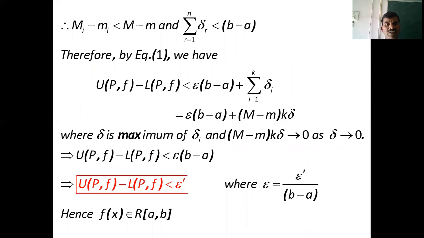So what is the condition there? U minus L of f, this becomes the summation of delta, this is k, so capital M minus small m times k delta, that is what we have there. Ultimately this term goes to 0, this condition is satisfied. So hence this function is also R integrable.